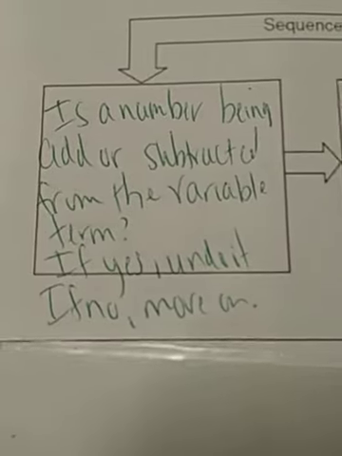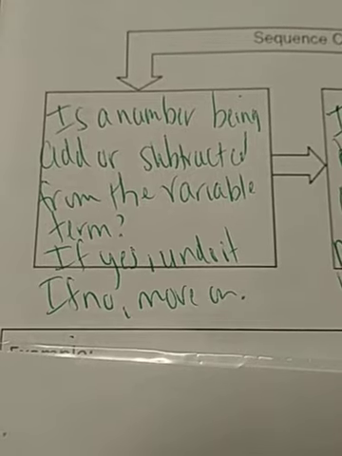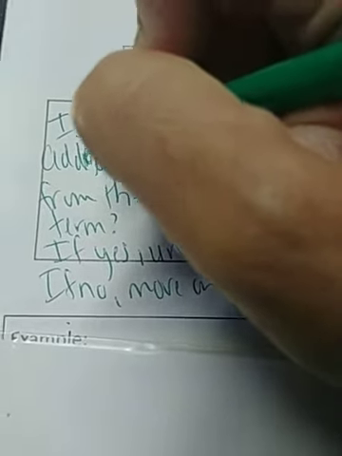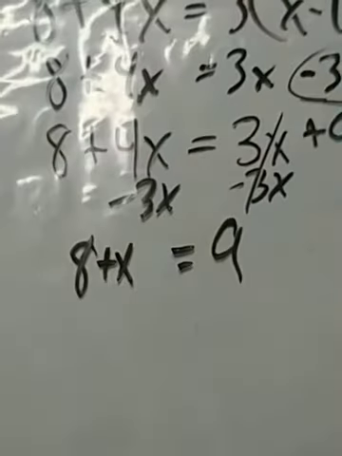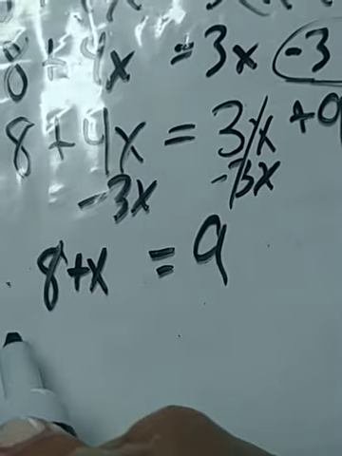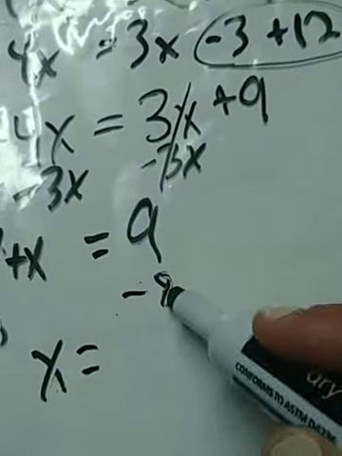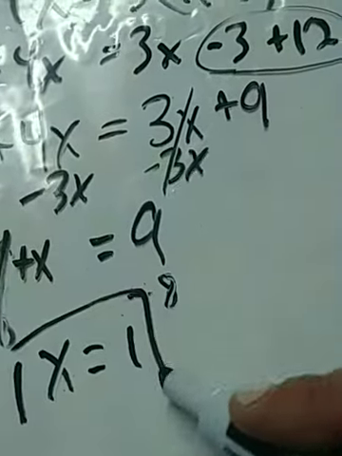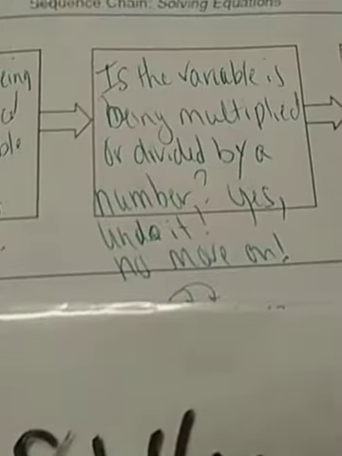So my next step is: is a number being added or subtracted to the variable term? If yes, undo it. If no, move on. And I'm going to change this to add it or subtract it. So I'm going to come down here and see that I do have an 8 attached to this x, and it is a positive 8. So I'm going to do the opposite, which is subtract it from both sides. And 9 minus 8 equals 1. In this case, I am finished, but in some cases, I might have additional work to do.